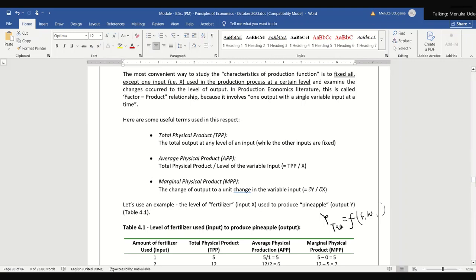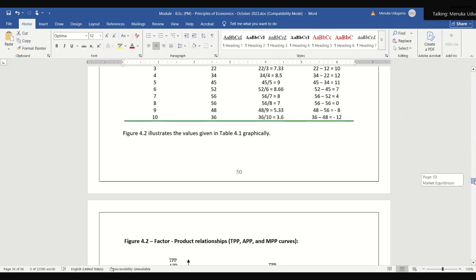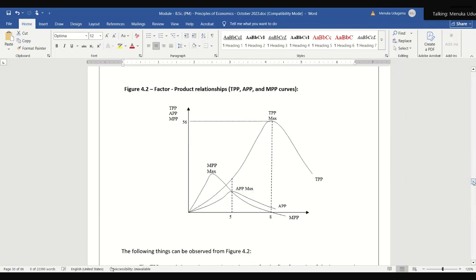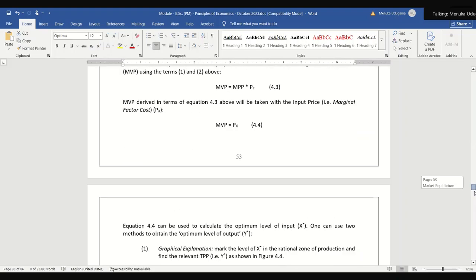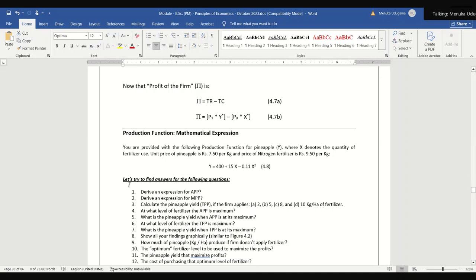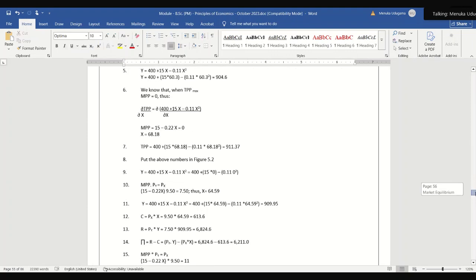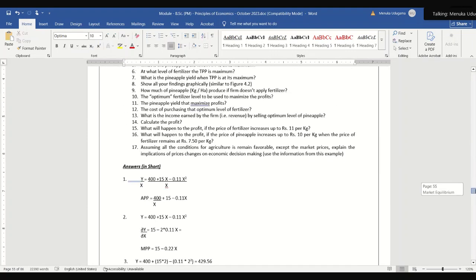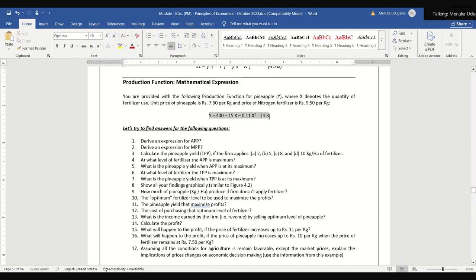This is important because your home assignment is also based on this. It talks about total product, average product, marginal product. These terms are very similar to what we discussed on utility, but now we're looking at production, not consumption. So based on this theory, you are given a home assignment which is very similar to this example. It's the exact same thing, but the numbers are different. Based on this production function, you can do the home assignment.